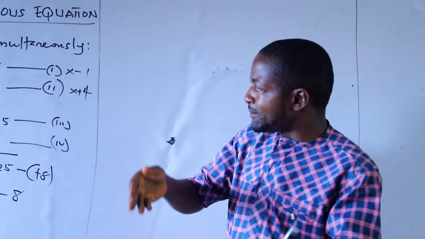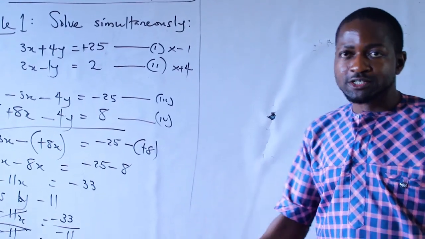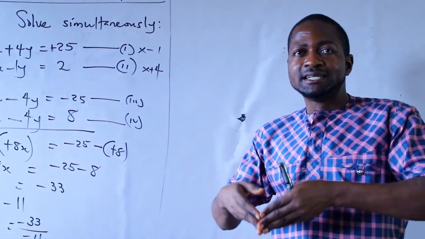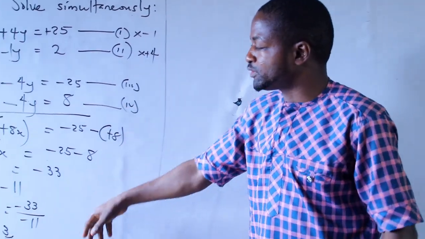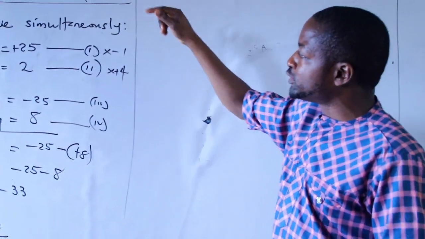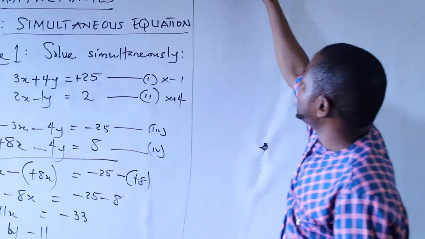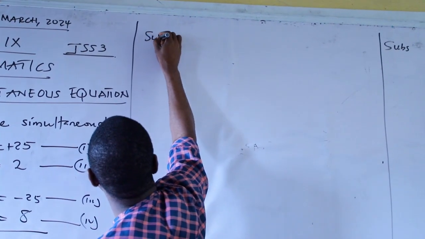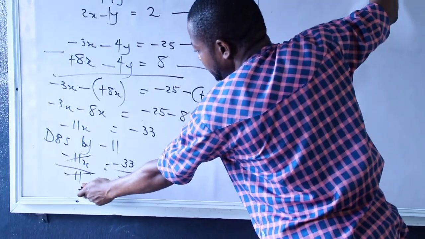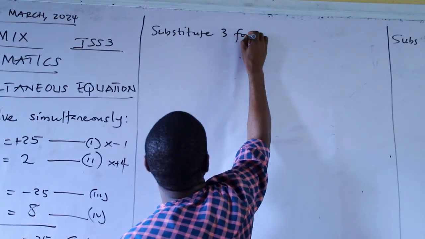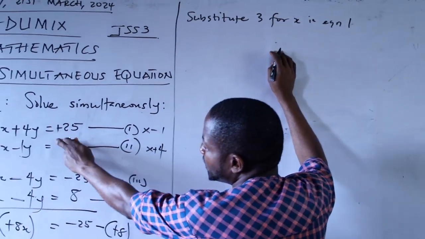Now, remember at the beginning I made the choice of eliminating y. Now, it's time to make the choice of picking my desirable equation, the equation of my choice, which I'm going to substitute 3 into to get the value of y. So I'm going to pick equation 1. Now I'll say substitute 3 for x in equation 1. Then I will write equation 1 out.